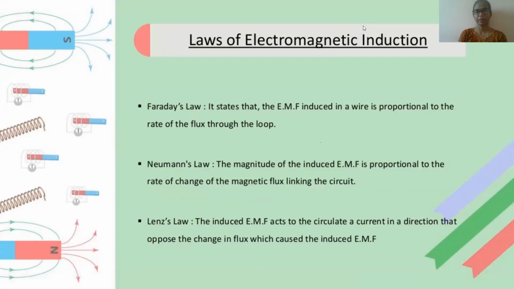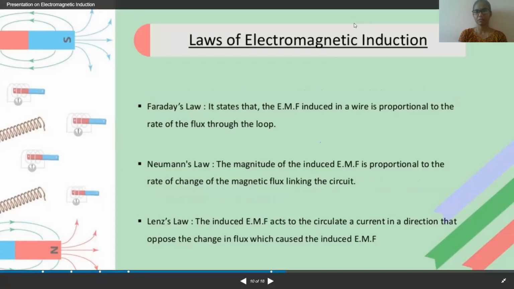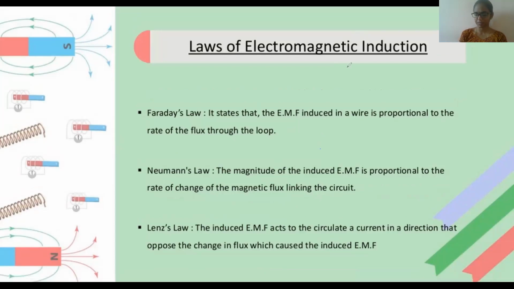Laws of electromagnetic induction. Faraday gave a few laws of electromagnetic induction to explain induced current easily. To understand the induced current, you must know these laws. What is Faraday's first law? Based on the activities, we did three experiments, and based on the inference, he gave these laws. The first law of electromagnetic induction says the electromotive force, EMF, induced in a wire is proportional to the rate of change of flux through the coil. So EMF produced in the coil is proportional to the rate of change of flux. This is the first law he gave.